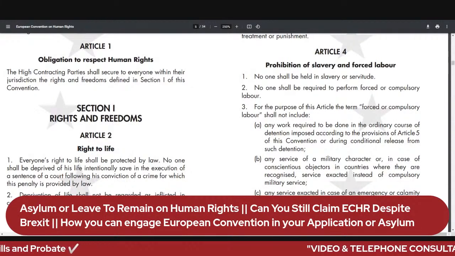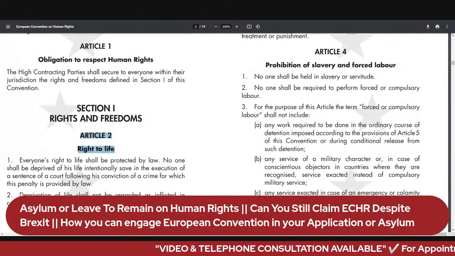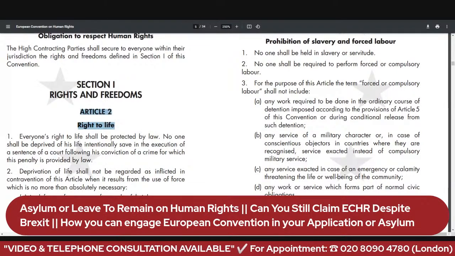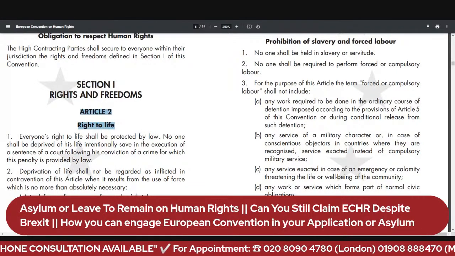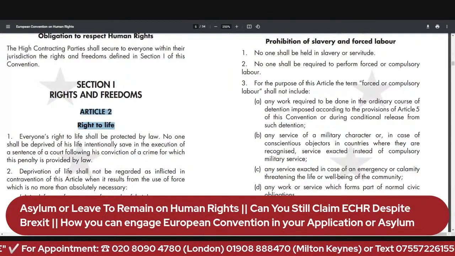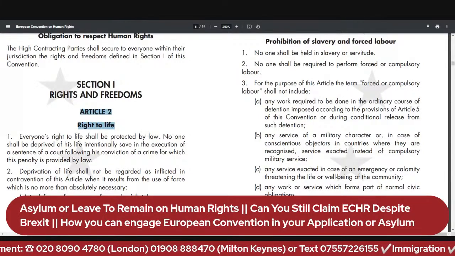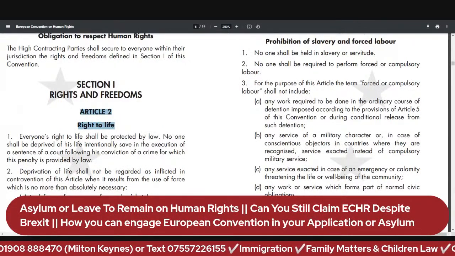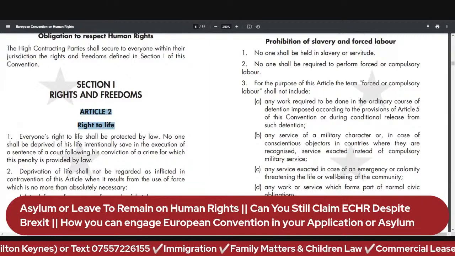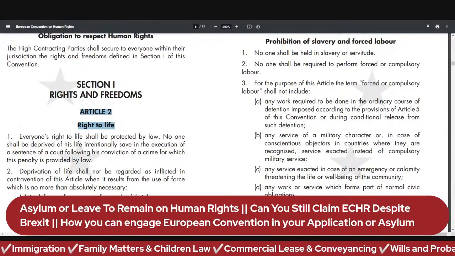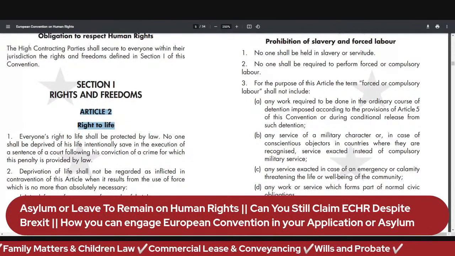Firstly, right to life, Article 2. As I said, I gave you some brief idea. The right to life means that everyone has a right to their life, and a public authority or no one can breach it. This is an absolute right. So you can engage it in your asylum claim or human rights claim. For example, if you have a threat that you may face the death penalty, or you may face unlawful killing, that can engage in your asylum claim.